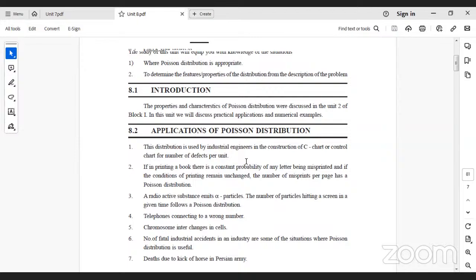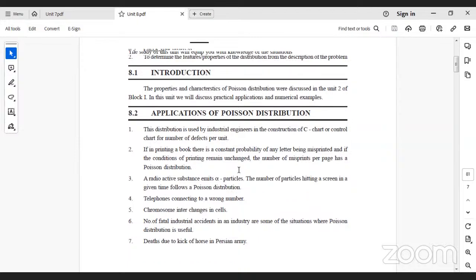A radioactive substance emits alpha particles. The number of particles hitting a screen at a given time follows a Poisson distribution. Telephones connecting to a wrong number is also a Poisson distribution. Chromosome interchanges in cells, the number of fatal industrial accidents in an industry, and deaths due to horse kicks in the Prussian army are also situations for Poisson distribution.